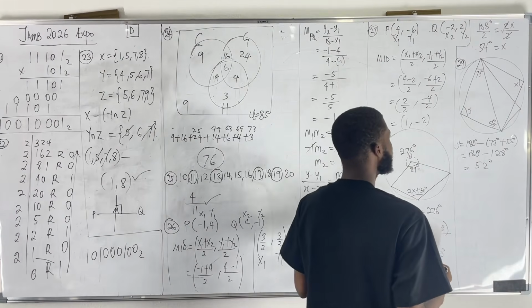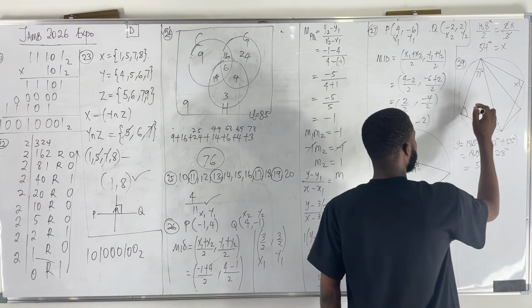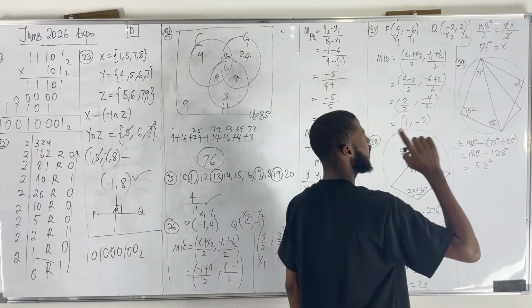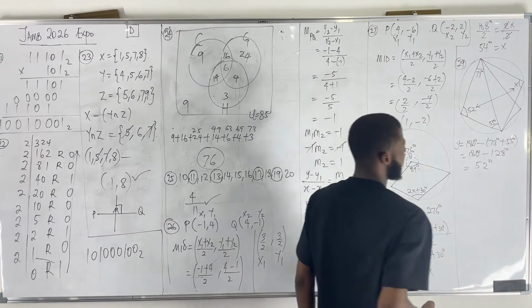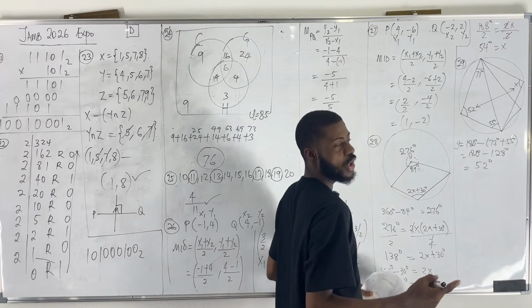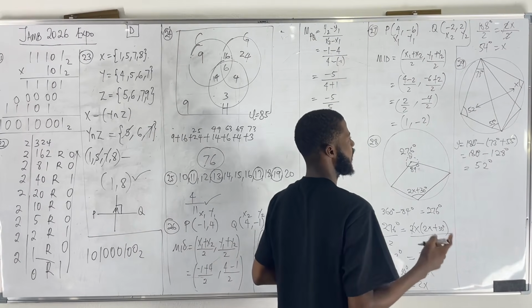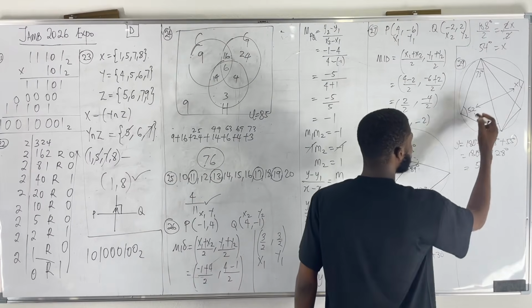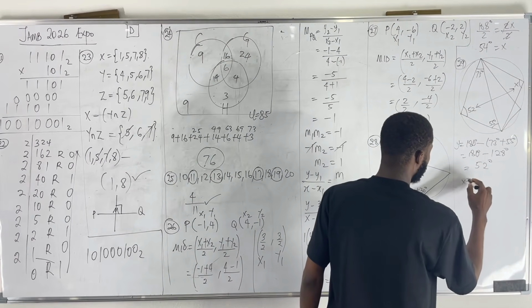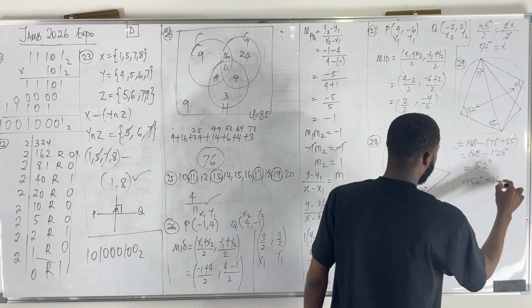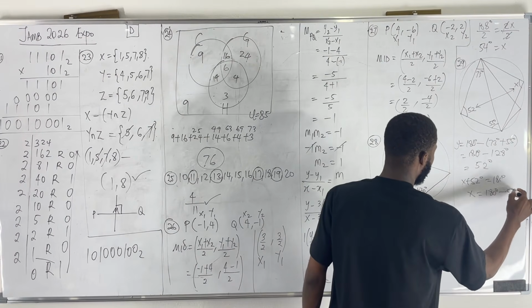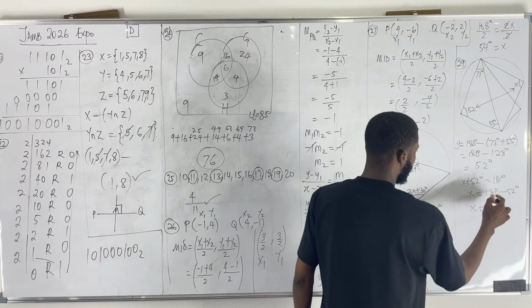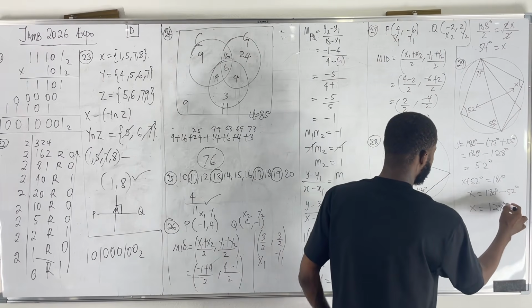Now, notice that this angle here is now 52. In circle theorem, when two angles are opposite in a cyclic quadrilateral, their sum must be 180. Their sum must be 180. So this means that x plus 52 degrees must be 180. So this means x is 180 degrees minus 52 degrees. So 180 minus 52 will give us 128 degrees.